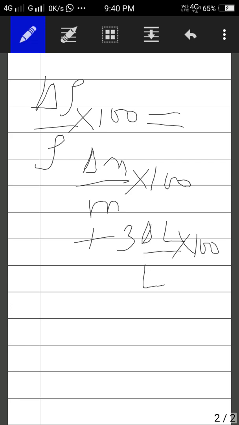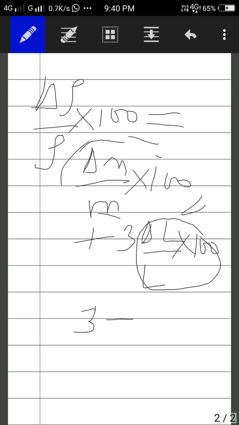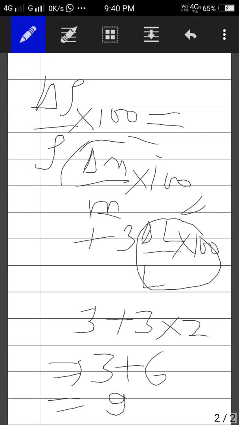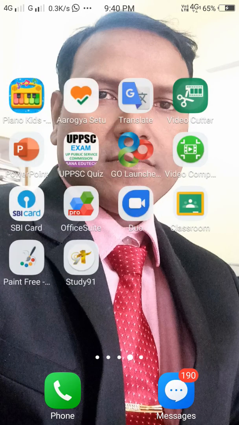Now we'll put the values. We have been given this value and we have been given this value as well. Del m by m into 100 has been given as 3. Now this 3 into del L by L into 100, that is 2. So easily we can do 3 plus 6. This time it comes as 9%. So I hope you have understood this question easily. So let us proceed to the next one.